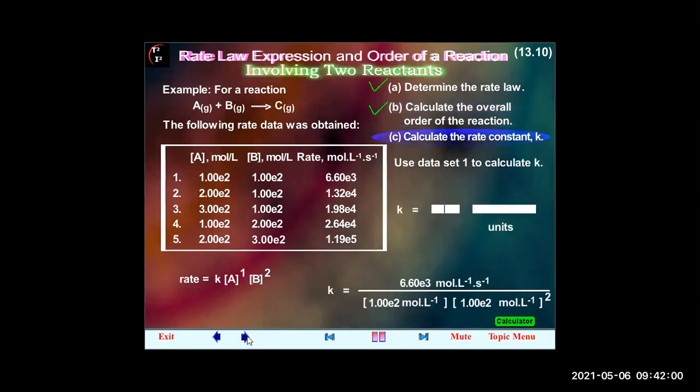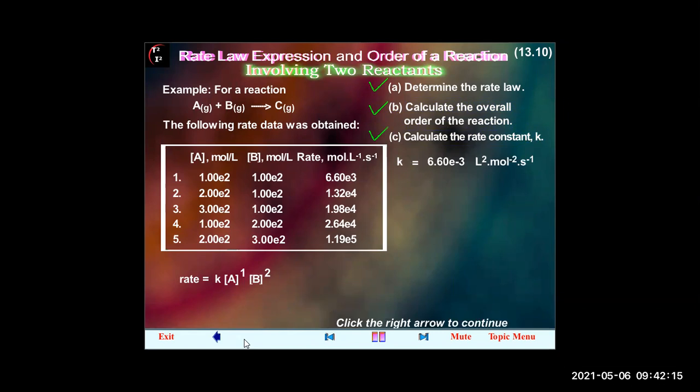K equals 6.60 E -3 liters squared per mole squared per second.